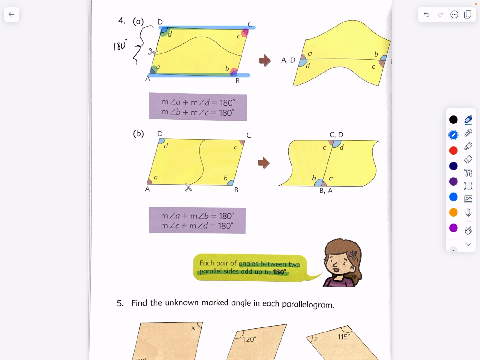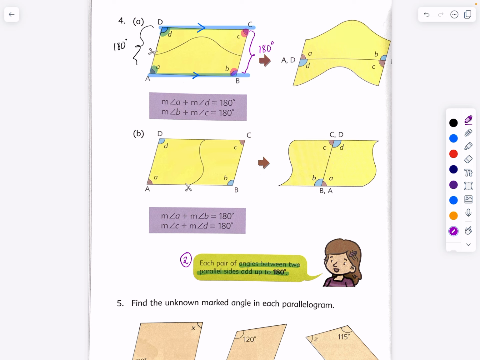Let's label their parallelism with these little arrows. And therefore, we do know that C plus B also must equal 180 degrees. So this is theorem number two: that neighboring angles, angles that are next to each other between two parallel sides, must add up to 180 degrees.